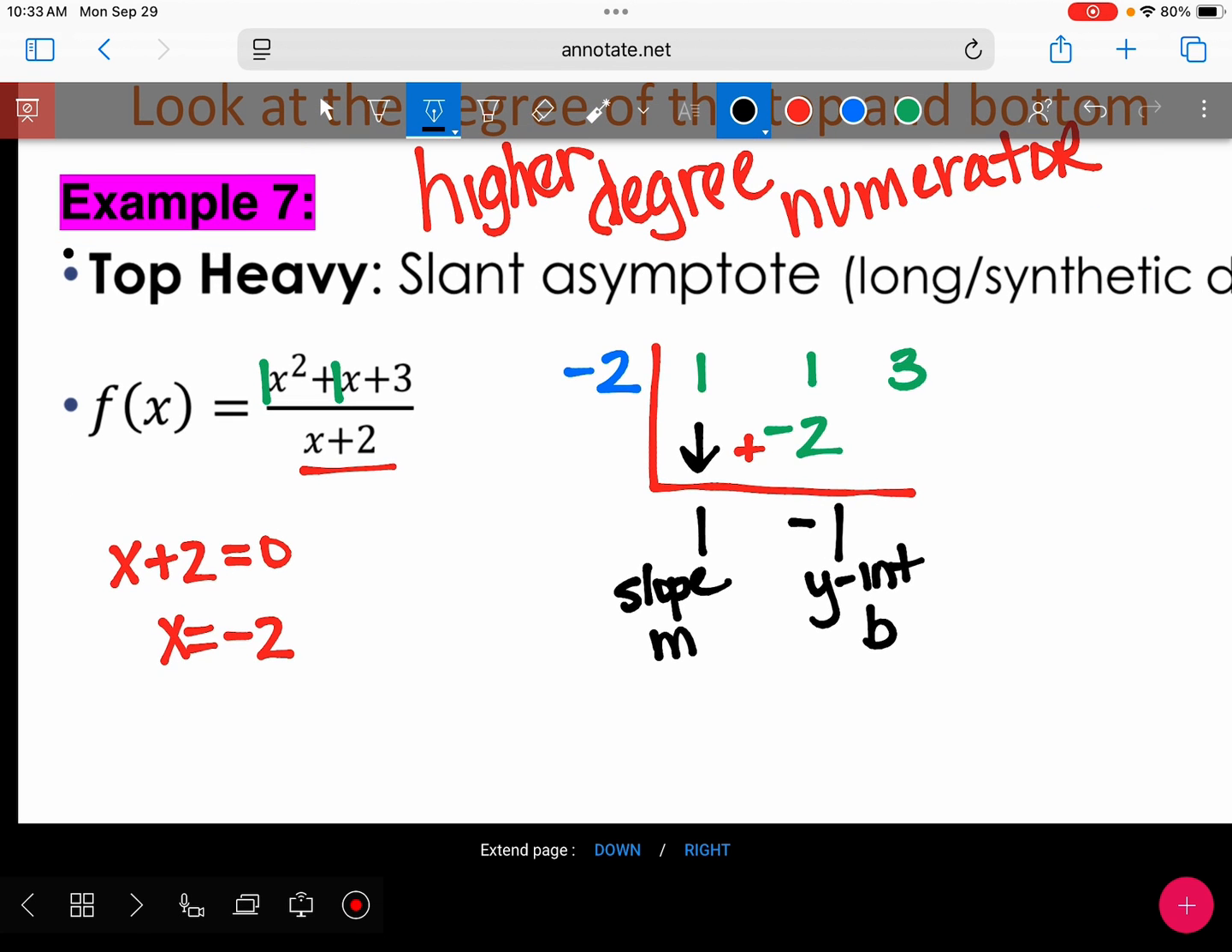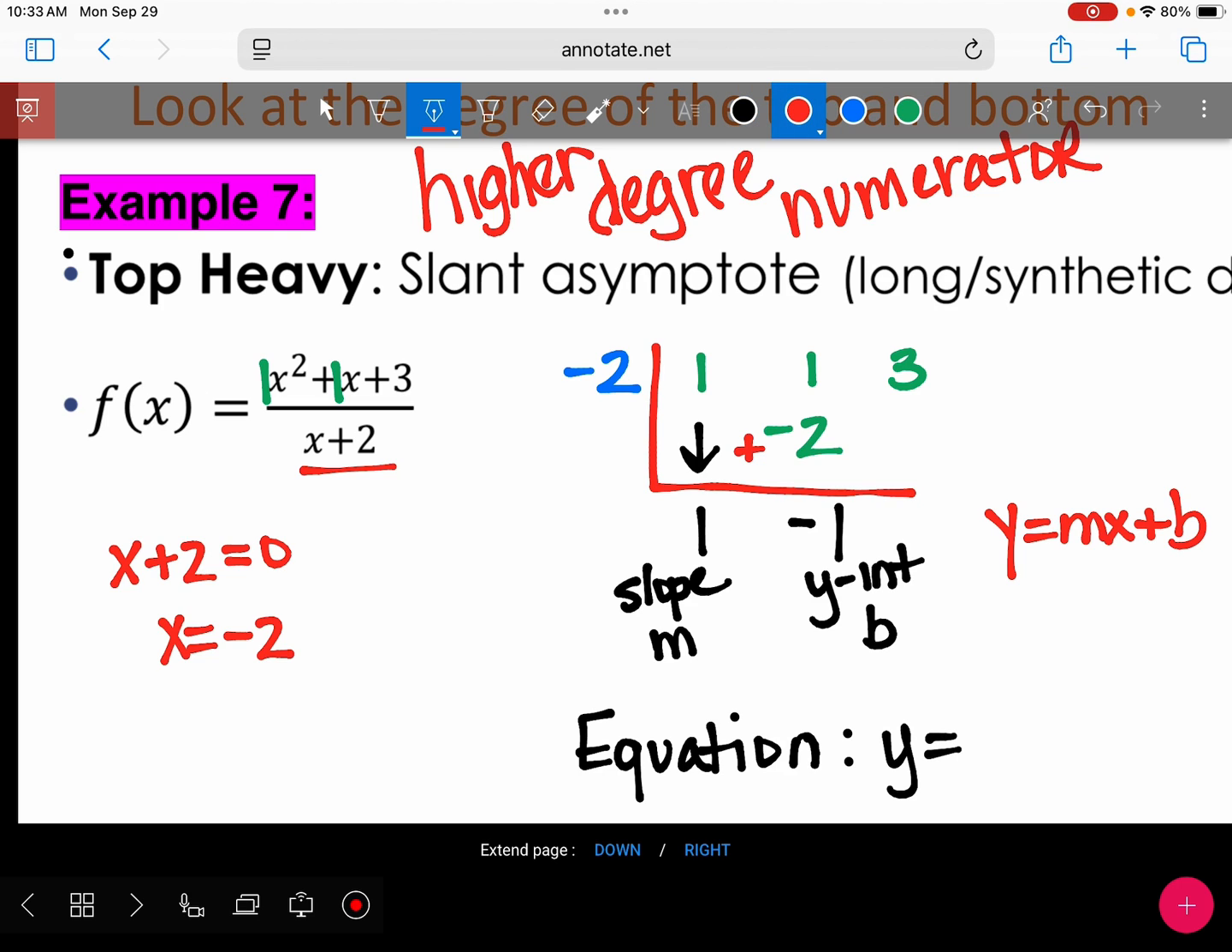So when it's a slant, we have an equation also. And for this one, the equation will be, keeping in mind the format for a linear equation is y equals mx plus b. So my equation will be y equals 1x, and my y-intercept is -1.